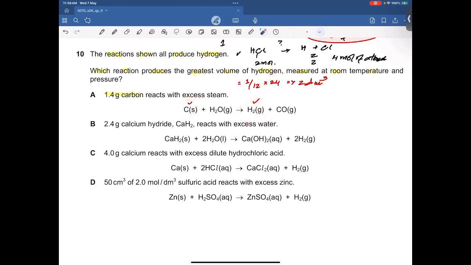ओके, दिस इज 2.4 ग्राम ऑफ कैल्शियम हाइड्राइड. सो कैल्शियम हाइड्राइड का एमआर सबसे पहले निकालिए. कैल्शियम इज 40 प्लस 2, 42. सो इसका एमआर है 42. मैं एक कैलकुलेशन करके दिखा देता हूं आपको. ये है 2.4 डिवाइडेड बाय 42. सो ये आपके पास मोल्स आ जाएंगे कैल्शियम हाइड्राइड के.